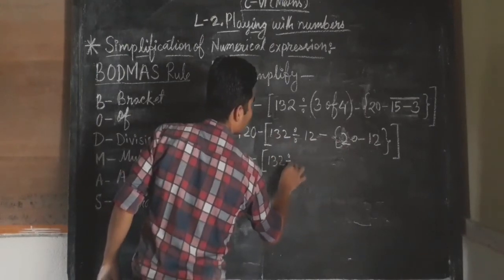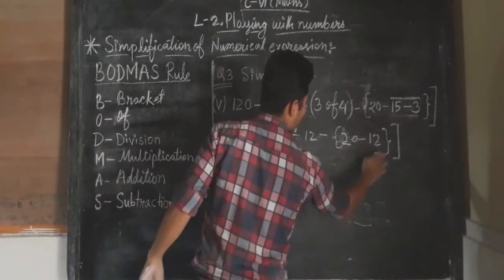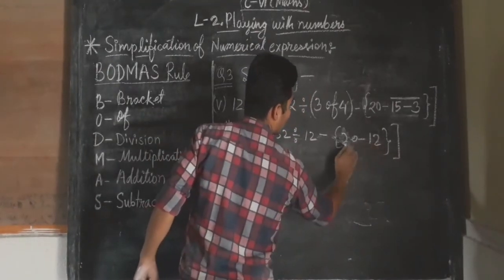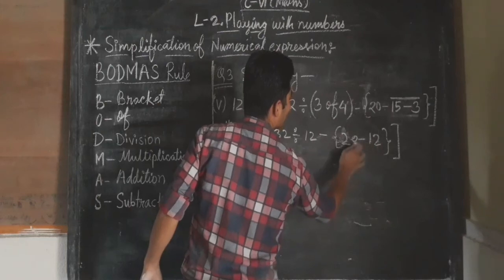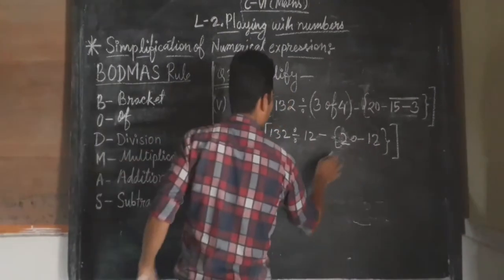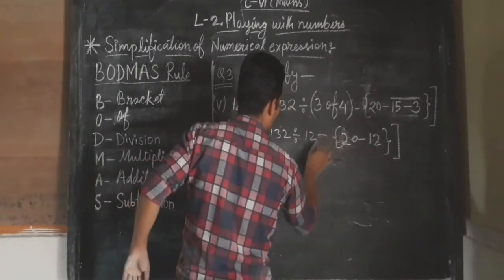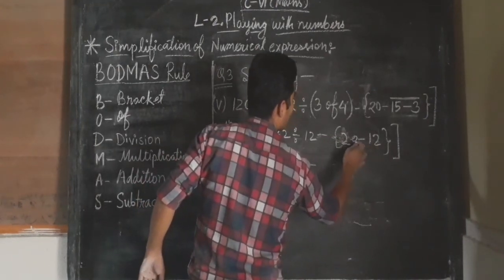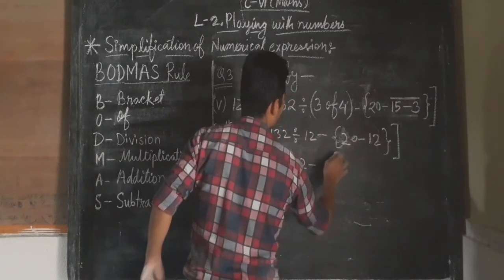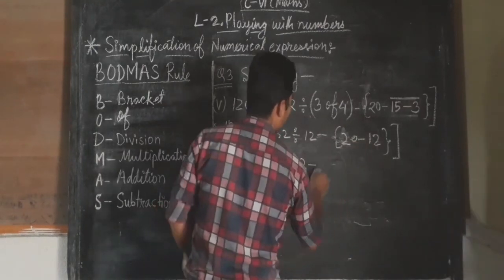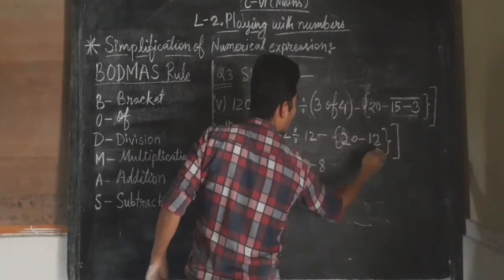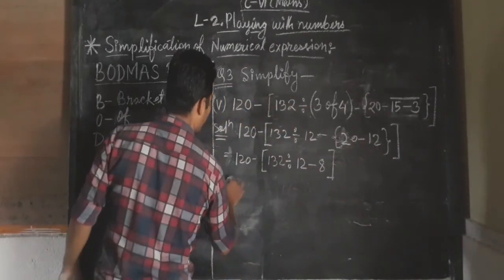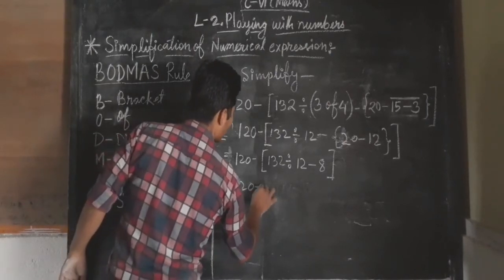132 divided by, now we are going to open this second bracket. To open this second bracket we have to calculate this so that we can open the second bracket. 12 minus, now we can open this bracket because there is only the final calculation left. 20 minus 12 will be 8. So this bracket is removed, then the third bracket is still left. Okay, now we'll go for the next step.